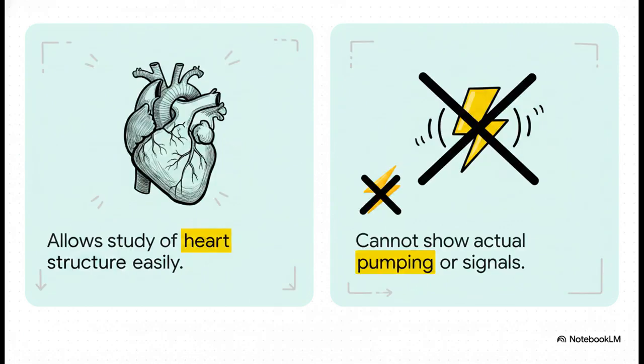Finally, consider the plastic human heart model. The advantage is pretty obvious. It lets us study complex cardiac structure right at our desks without needing an actual dissection. However, the severe limitation is that a rigid plastic model cannot show the actual physical pumping of the heart, nor the complex electrical signals that actually make it beat. While this model is absolutely fantastic for anatomy lessons, actual physiological function has to be studied in completely different ways.